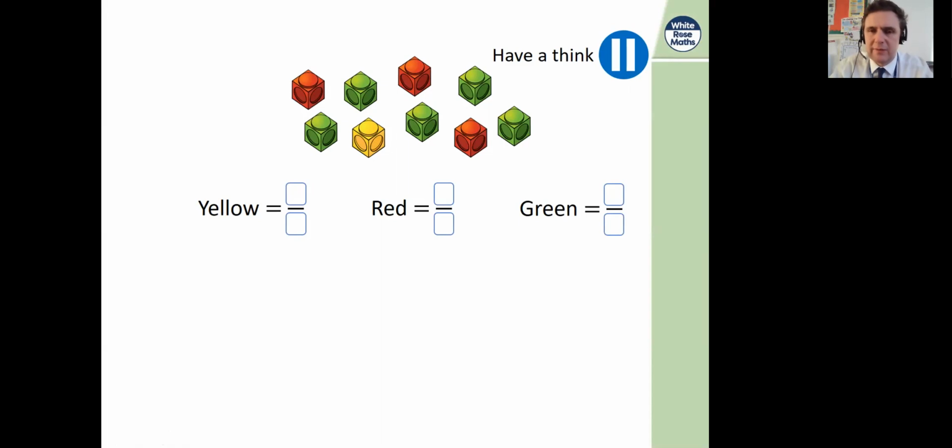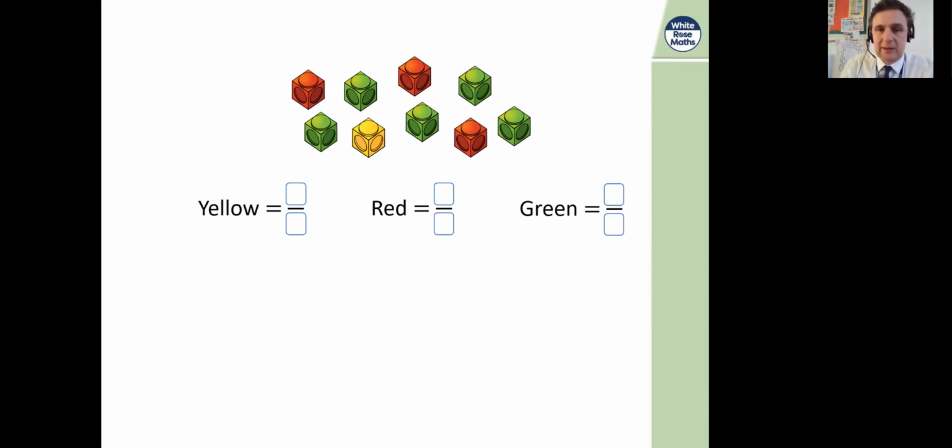What I'd encourage you to do here is to think about it as how many out of that group are red? How many out of that group are yellow? How many out of that group are green? And think of it like a spelling test. You could have like 6 out of the group. The group in this question is 9. You might have 6 out of 9, 1 out of 9, 3 out of 9, something like that. So let's have a look then.